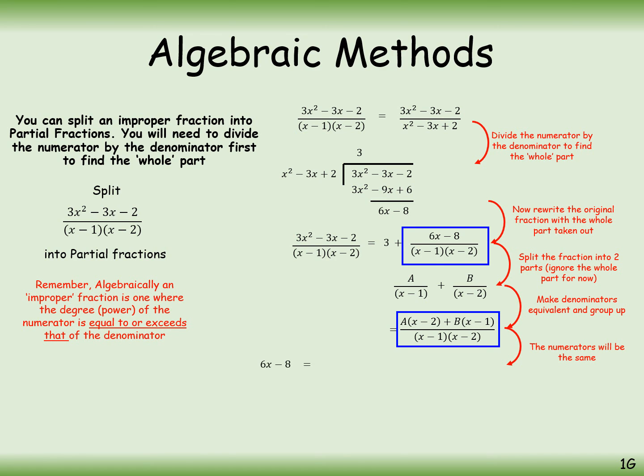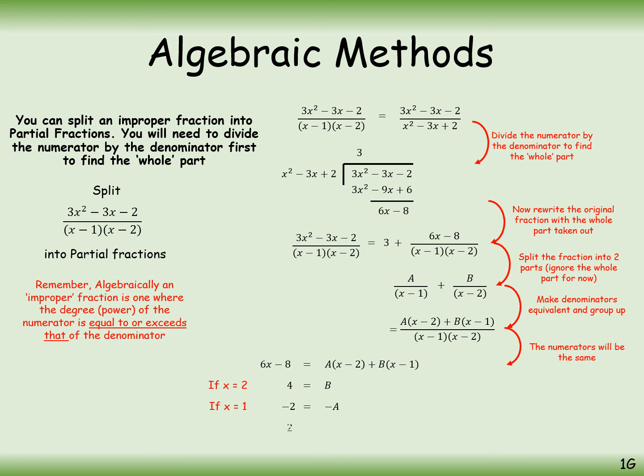So what we do from here, we want to equate 6x minus 8 to A(x minus 2) plus B(x minus 1). So once we work this out by letting x equal 2, on the left hand side we'll have 4, and on the right hand side we'll just have B. So B is equal to 4. If we want to get rid of B, we let x equal 1. So on the left hand side we'll have minus 2, on the right hand side we'll have minus A, so A equals 2. Now it's all solved. We could write this as 3 plus 2 over x minus 1 plus 4 over x minus 2.